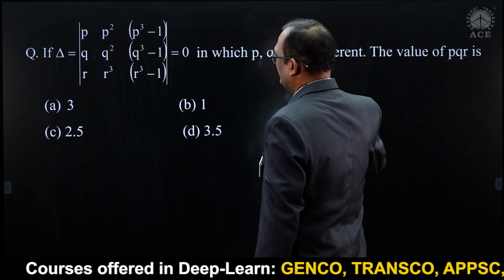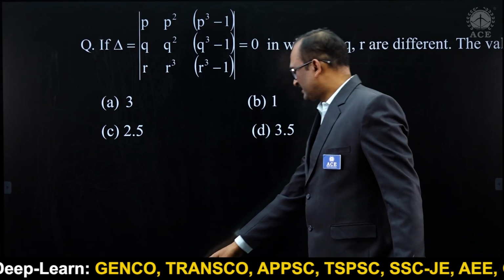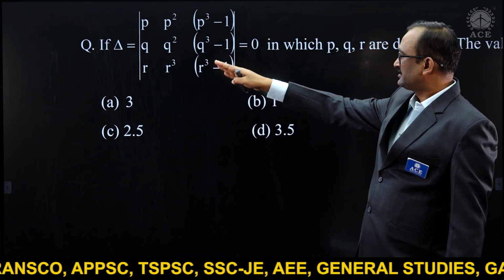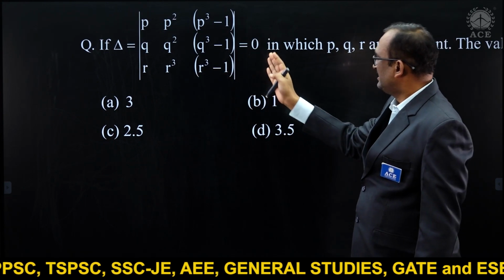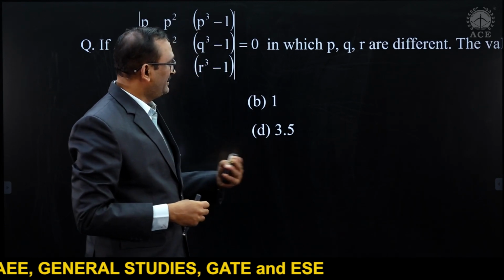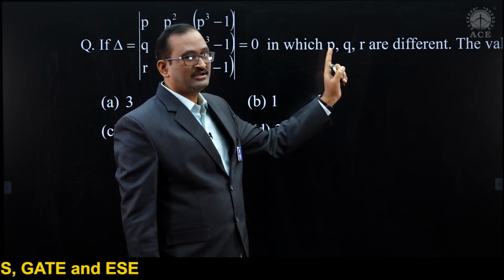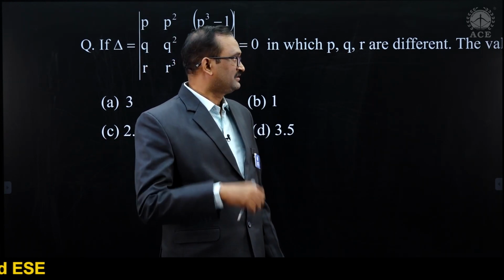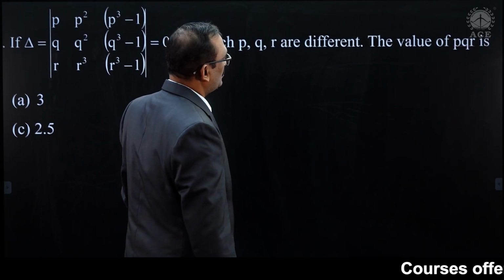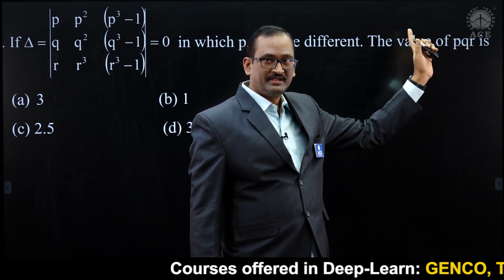Now you observe, the determinant of a matrix with entries p square, pq minus 1, q square, q cube minus 1 and so on is equal to 0. Moreover, in this determinant the values of p, q, r are different. The value of the product of the elements p, q, r is dash.